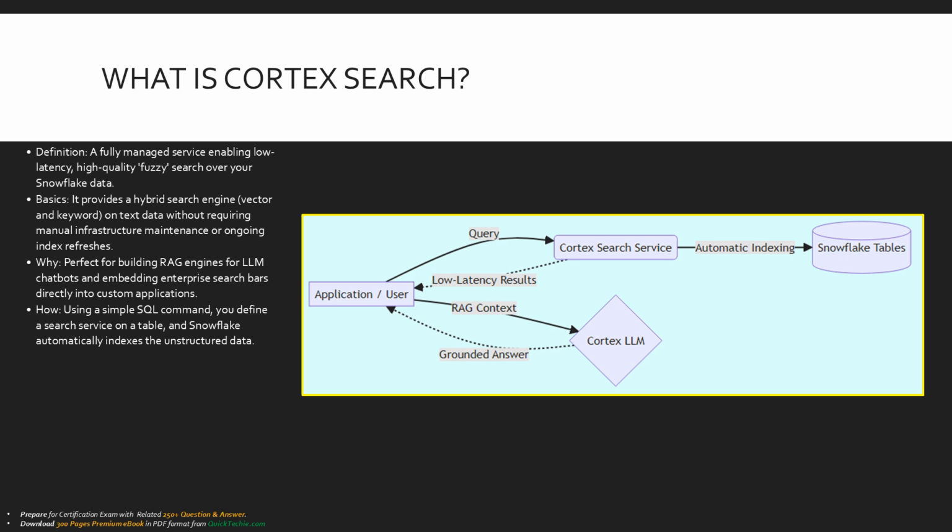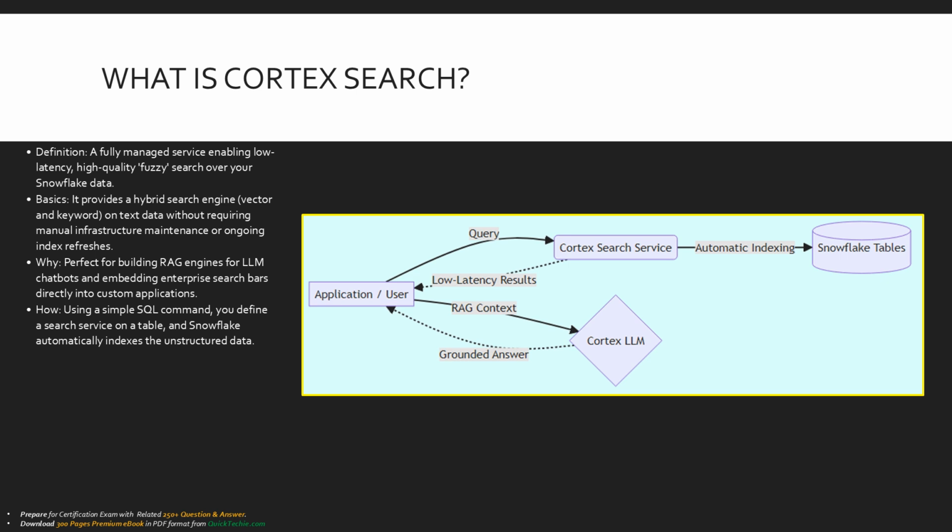In the era of generative AI, passing raw, unstructured data to a large language model is not enough. You need precision. Cortex Search is a fully managed service that enables low-latency, high-quality semantic search over your Snowflake data. What makes it so powerful is the automation. It gets you up and running with a hybrid search engine in minutes, completely removing the burden of manual infrastructure maintenance, search quality tuning, or ongoing index refreshes.